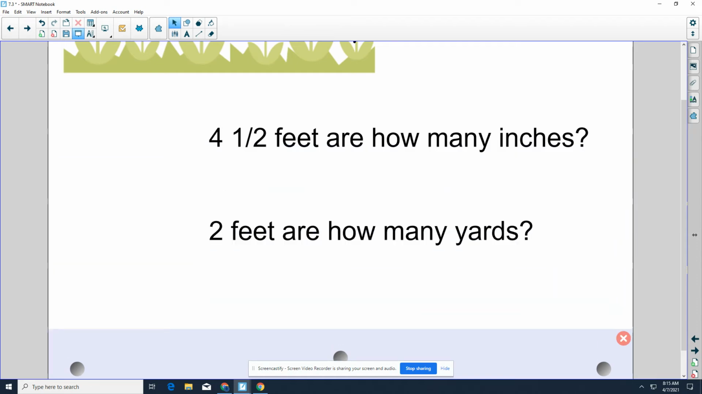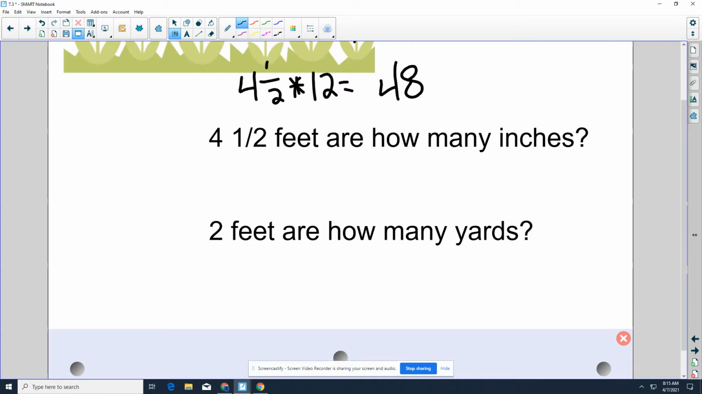4.5 feet are how many inches? Well, I know that 12 inches equals 1 foot, and I have 4.5 feet. So I could say 4.5 multiplied by 12. And I could do that a couple different ways. I could say 4 times 12 is 48. And then I know that 1/2 times 12 is 6. So when I add them together, I get 54. I could also convert the mixed number to an improper fraction and multiply that way as well.